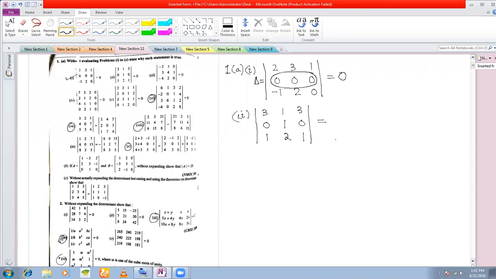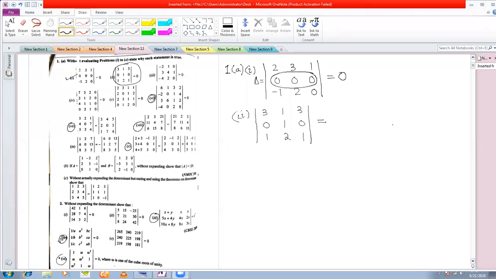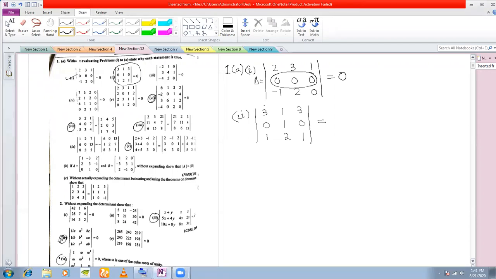Can you tell me the value of this determinant without expansion? Or you need to show that this is equal to 0. So tell me why should it be 0? Can you see this column and this column? Can you see these two? Both are identical.